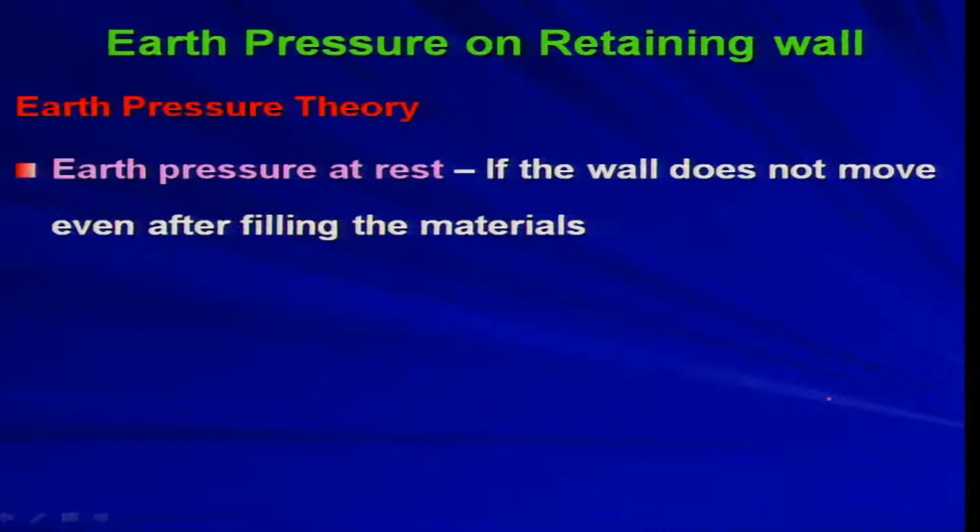This horizontal pressure is known as earth pressure, and we need to understand the determination of earth pressure at different conditions. For example, first one is earth pressure at rest. Now, if the wall does not move even after filling the material, what is the procedure? First we construct the wall. It could be a concrete wall, an RCC wall, or maybe a rock masonry wall, or a brick wall; depending on the situation you can go for different kinds of wall.